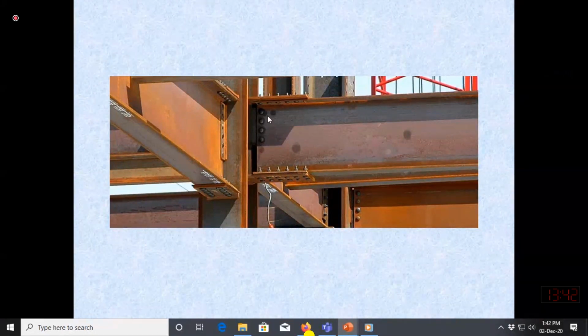If flanges are also connected along with the web, then this type of connection will be referred to as a moment resisting connection. This is fully moment resisting because the flanges and the web both are connecting the beam to the column. They are transferring the moment with the help of the plate which is connecting the flanges to the column, and the web is transferring the shear.